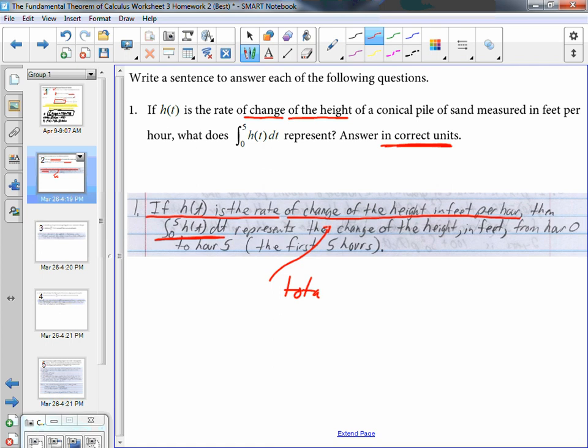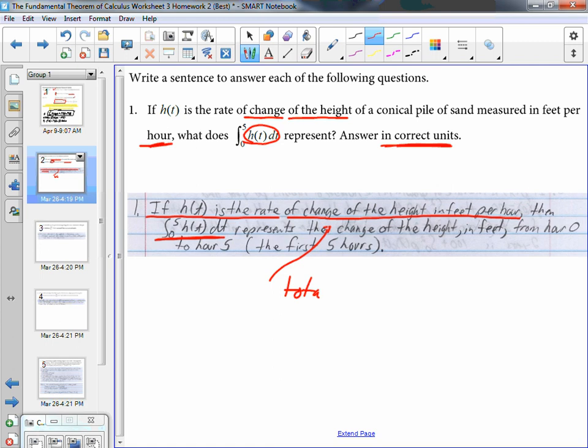Now, we've explained the integral sign measures the amount of change. We've explained why it's height, because that represents the change in height. We've written out that our units are in feet, because they told us it was feet per hour. That's where we got the feet. I've not used two things: the word hour, and the limits of integration. Well, can't the limits of integration be the time?